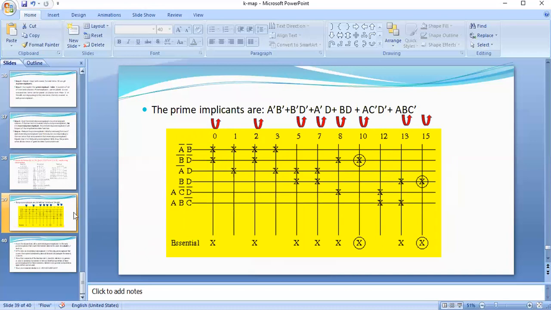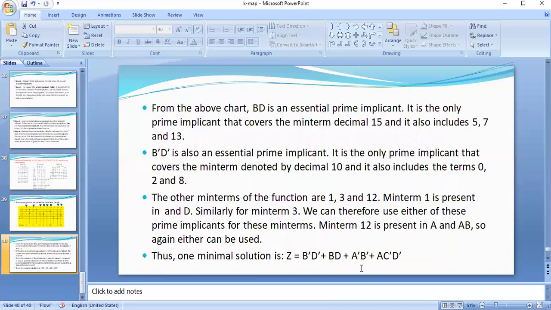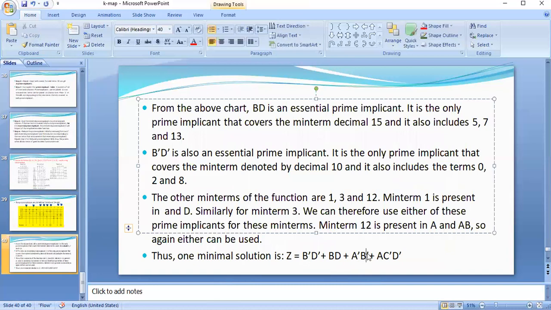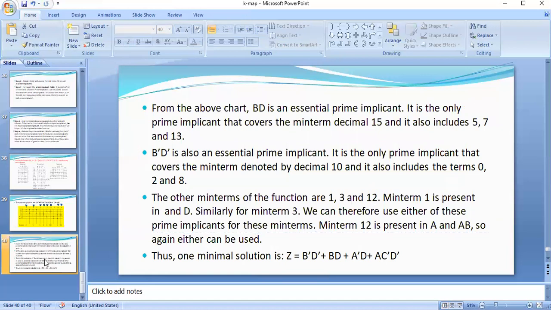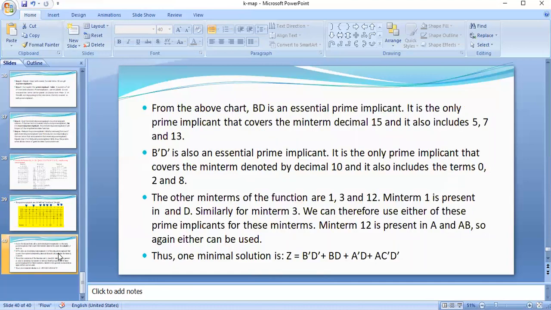So here I am considering 1, 3. 1, 3 in this equation is A bar D. So this one is wrong; you have to write A bar D here. So this is the simplified expression using the tabular method. This is a prime implicant table. It contains rows and columns. Rows are represented with prime implicants and columns are represented with minterms. So this is the final minimized expression.